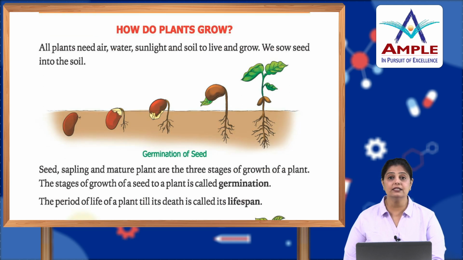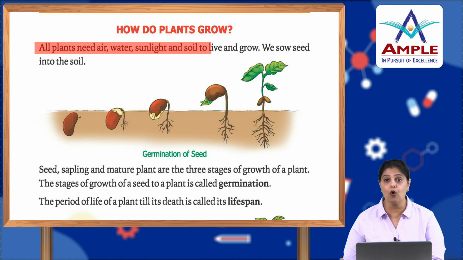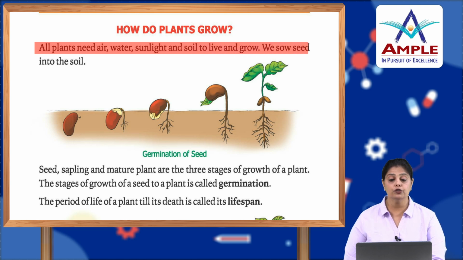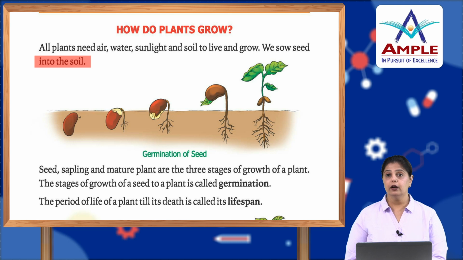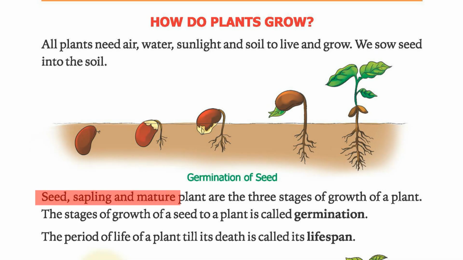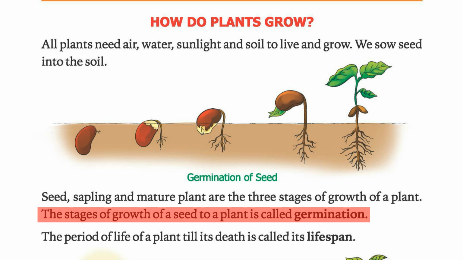So, children, now let's talk about how plants grow. All plants, we know, need air, water, sunlight and soil to live and grow. So, we sow seeds into the soil, and then slowly and steadily the process of germination starts. The seed, sapling and mature plant are the three stages of growth of a plant. The different stages right from the seed till a fully grown plant, the entire process, is known as the germination of a seed, okay.